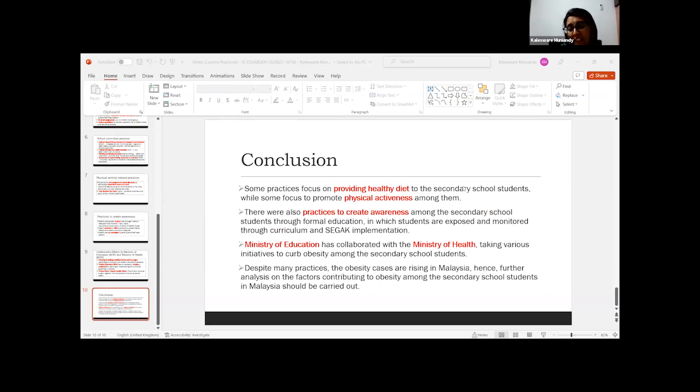So we need to do further analysis on why, despite many practices, we do have cases rising in Malaysia, especially involving secondary school students. Thank you. Can I continue with the next presentation?